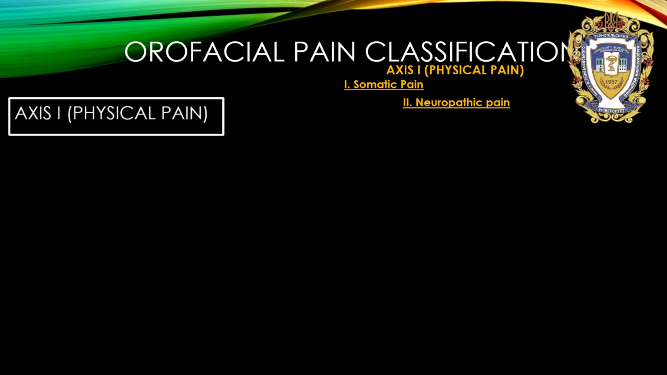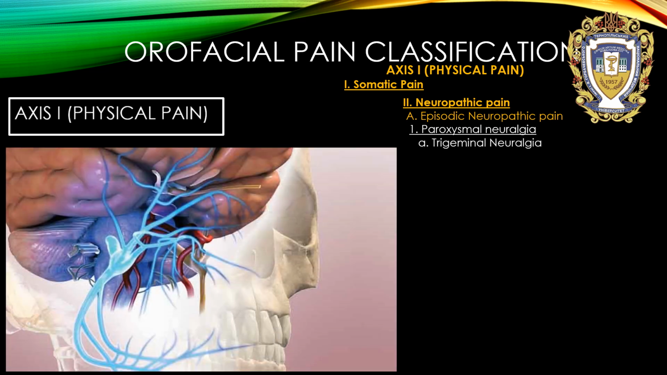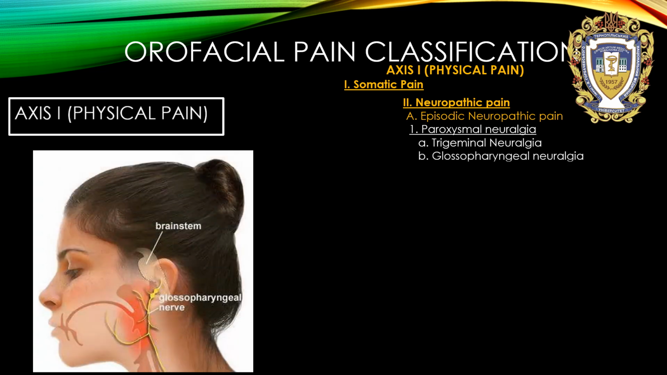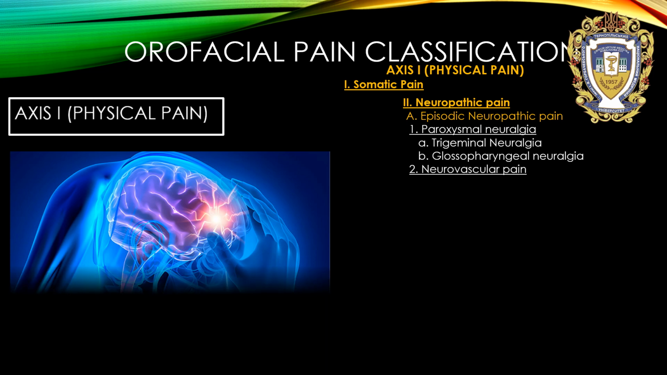And second group of first axis, physical pain, called neuropathic pain. Episodic neuropathic pain, paroxysmal neuralgia. The most common is trigeminal neuralgia. More rare, there is glossopharyngeal neuralgia and neurovascular pain.